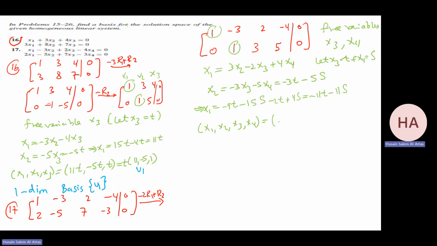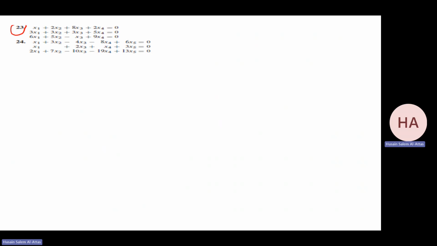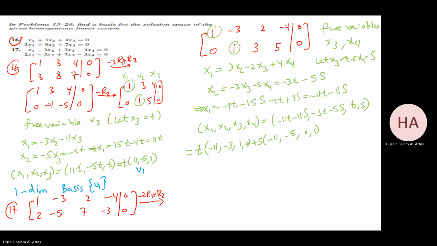x1, plug it in, minus 11t minus 11s. x2, minus 3t minus 5s. And this is t and s. Take t as a common factor. You have minus 11, minus 3, 1, 0. Take s as a common factor, minus 11, minus 5, 0, 1. Yeah, minus 11, minus 3, 1, 0. Minus 11, minus 5, 0, 1, which is correct. So this is V1, this is V2. So you have a two-dimensional subspace, and the bases are V1, V2.